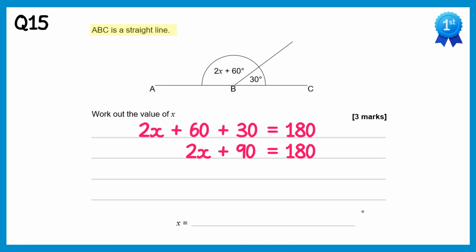And then we have an equation to solve to find x. We can do this by subtracting 90 from both sides. If you subtract it from the left, it will cancel the 90 that's already there, leaving you with 2x. And if you do it on the right, 180 take away 90 is 90. Now we can divide both sides by 2. If you divide 2x by 2, you just get 1x, and 90 divided by 2 is the answer, 45 degrees.